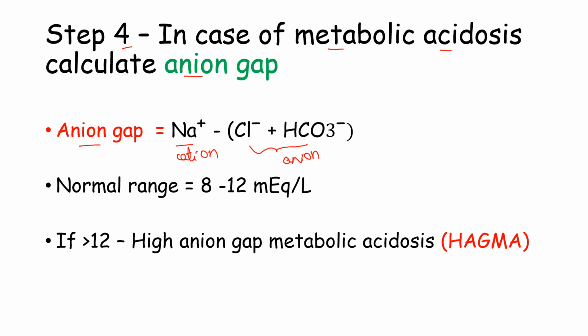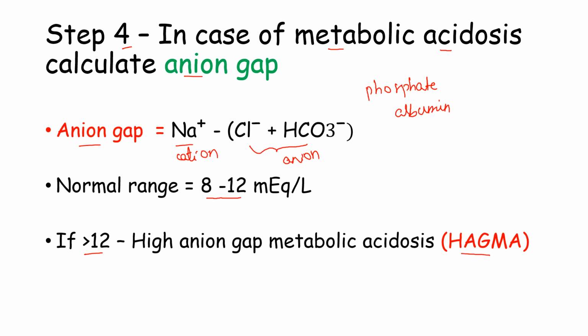But in the body there are certain anions that are not calculated routinely, like phosphate. Then albumin also has a negative charge, and because of this difference there is some anion gap, and this anion gap is between 8 to 12 milliequivalent per liter. But if there is an increase in anion gap, greater than 12, then it is known as high anion gap metabolic acidosis, or HAGMA.